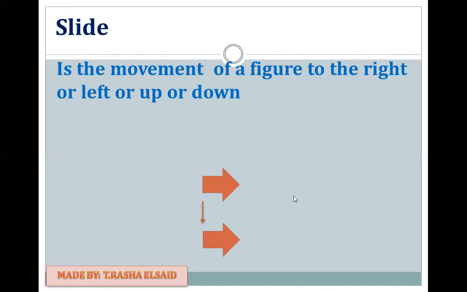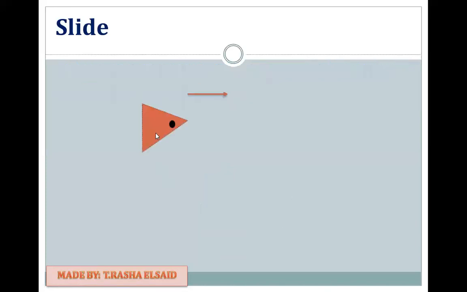Okay, let's take more examples. I like to slide this triangle, which has a black dot here. The black dot is on the right side like that. So when I slide it, just to move it to the right, it will be like that. Look, the black dot will not change, it is here on the right, it will be here also on the right. So this is how to slide this triangle.